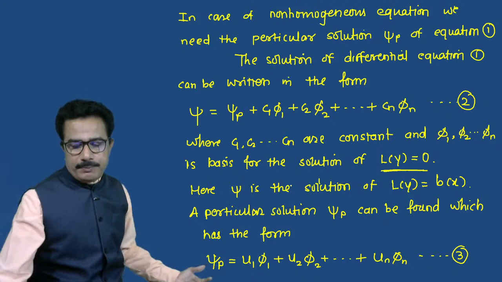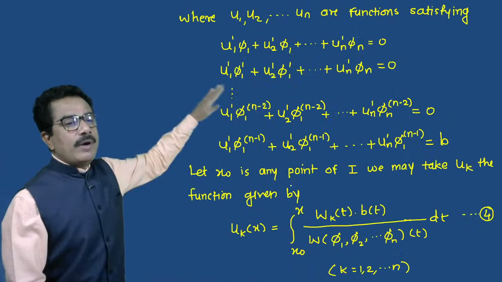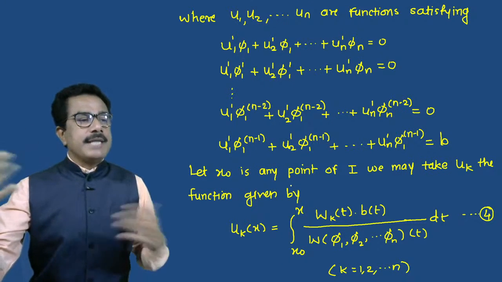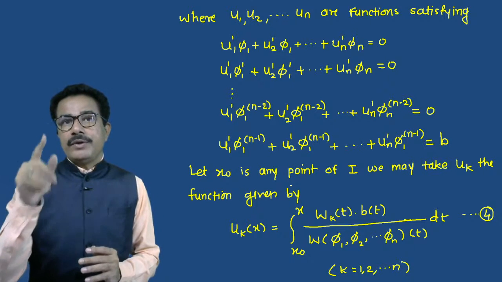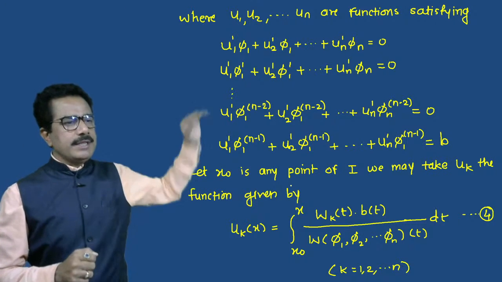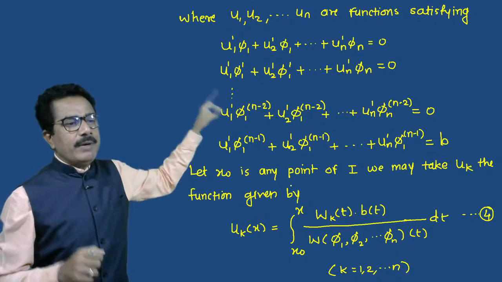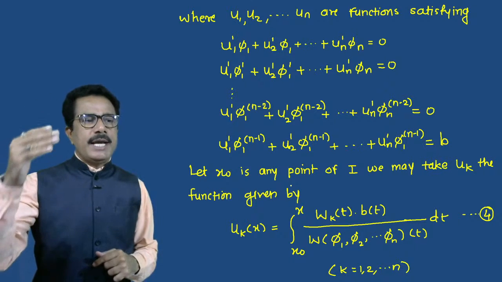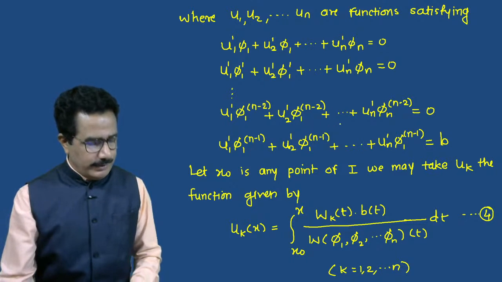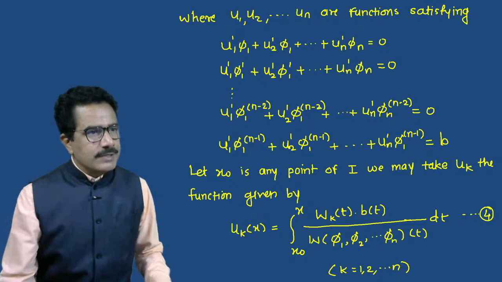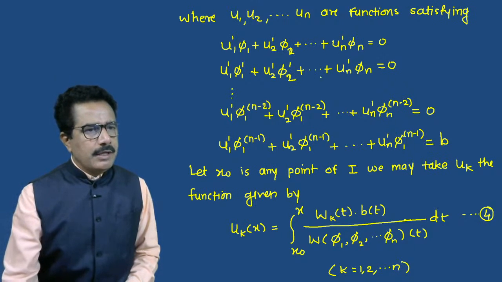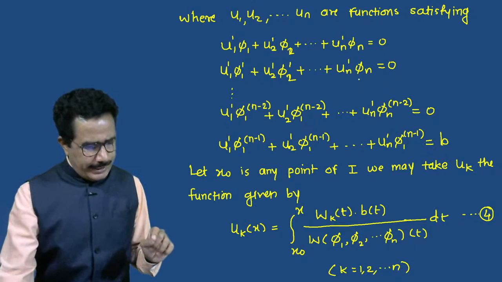By using this we can obtain the Psi-P, where u1, u2, ..., un are functions of x satisfying the condition. Here u1, u2, u3 are functions of x, but they satisfy the condition that u1' phi 1 plus u2' phi 2, in this way, up to un' phi n.